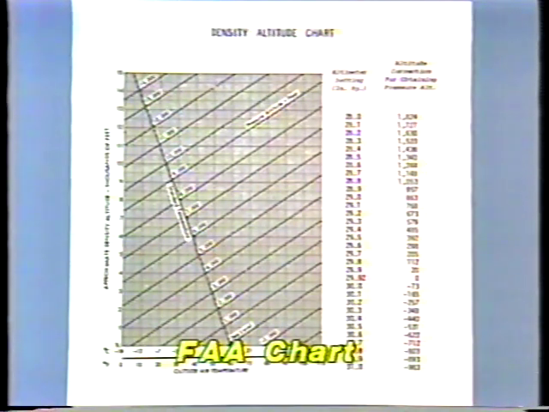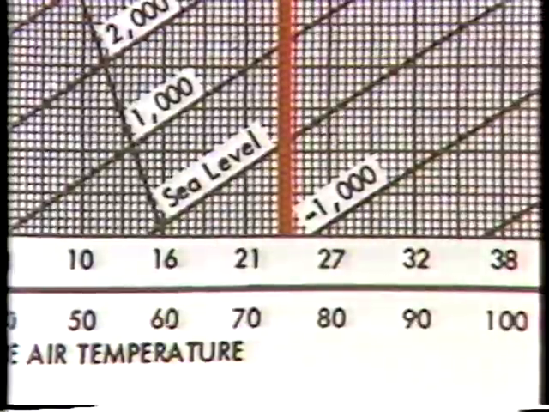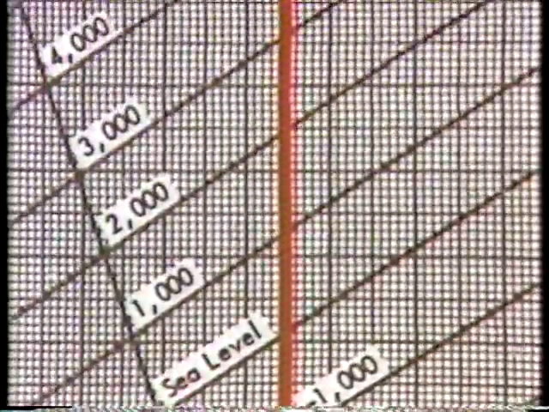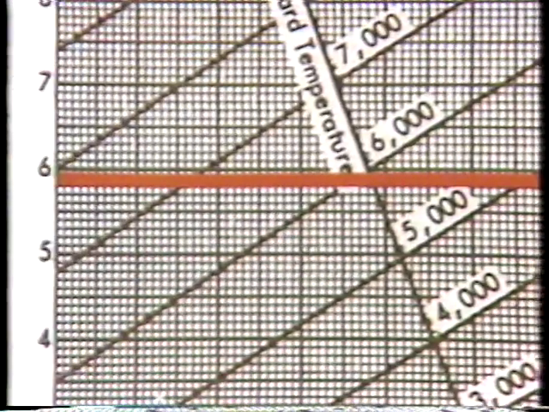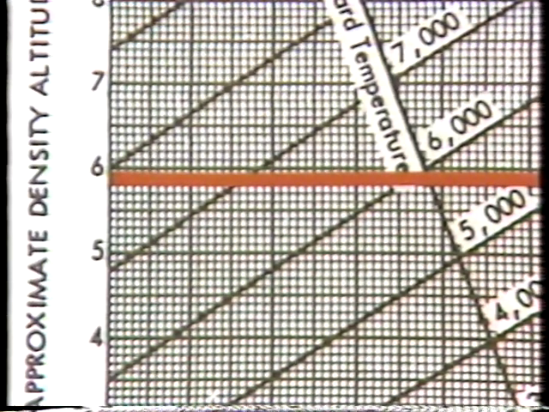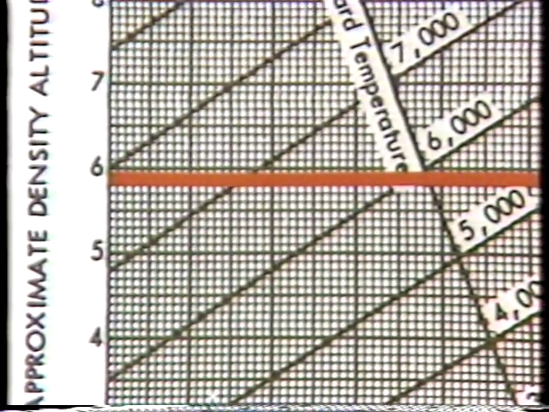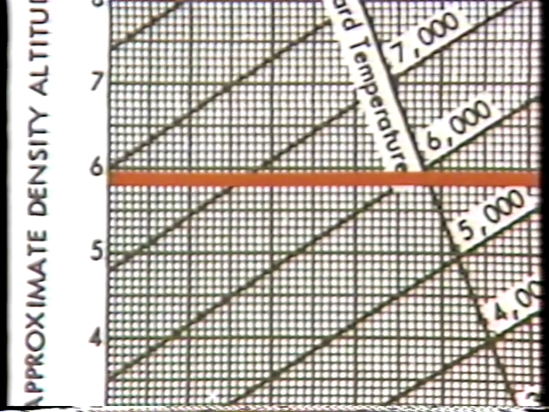Now enter the graph at the outside air temperature of 75 degrees Fahrenheit and proceed upward to the 3,998-foot slanted pressure altitude line. Move directly across the chart to the altitude scale and find the density altitude of 5,950 feet.